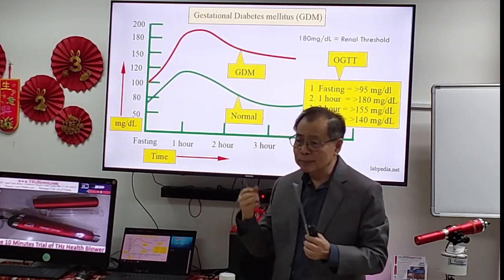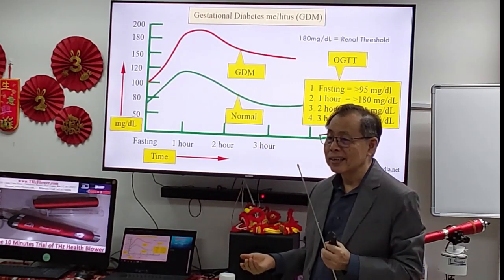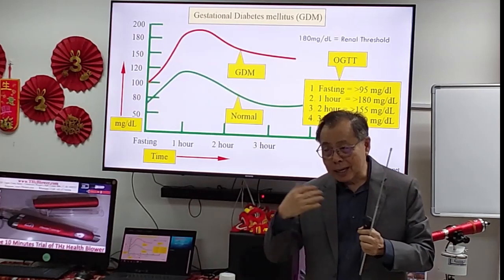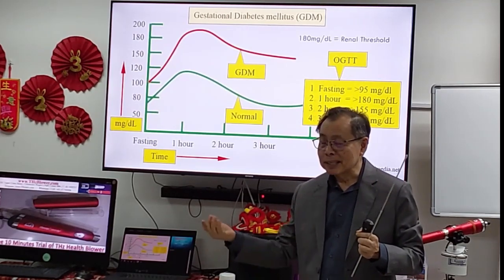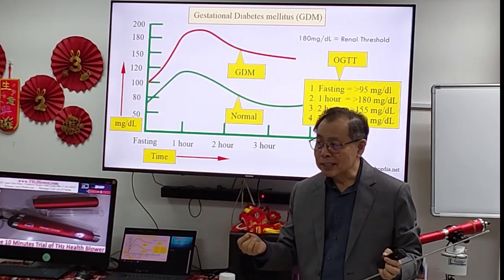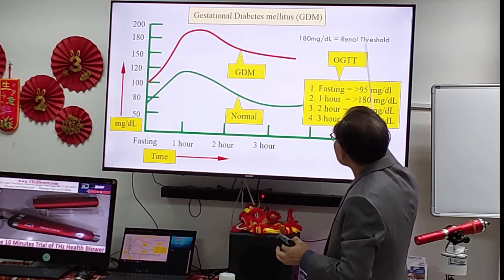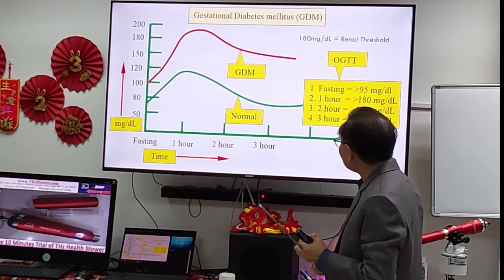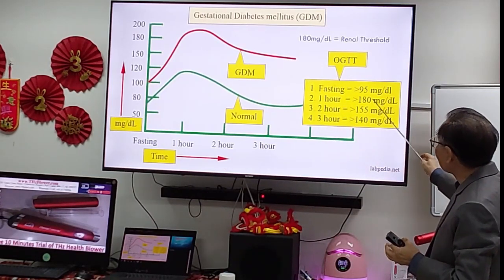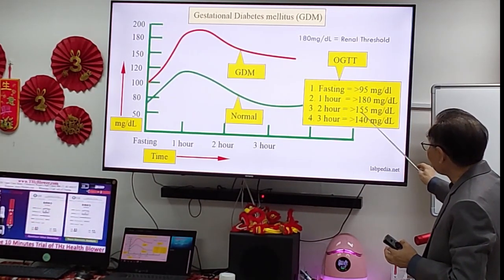180 milligrams of sugar in your blood is what is known as a renal threshold. Renal threshold means that if your blood sugar is above that, it will come out in the urine. And typically, for example, in Chinese, diabetes is literally sugar in the urine. So if it's more, it comes out in the urine. After you eat, it can go up to as high as 180 within 1 hour, and then it comes down again.